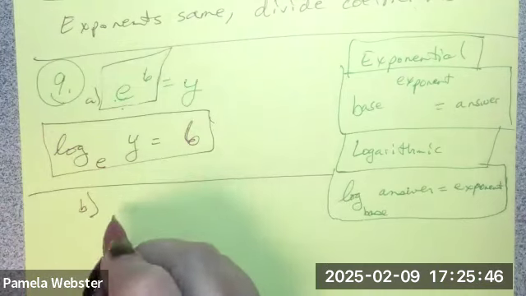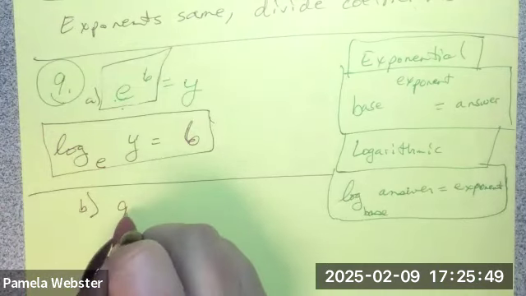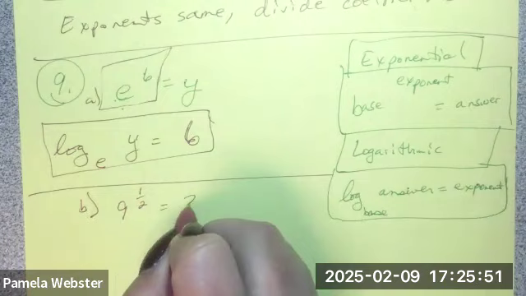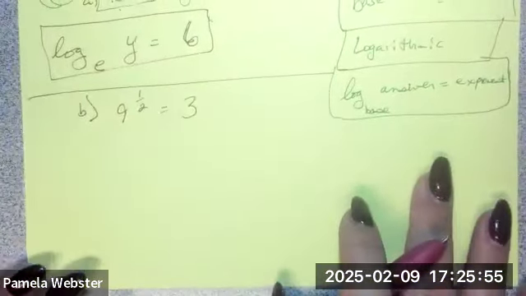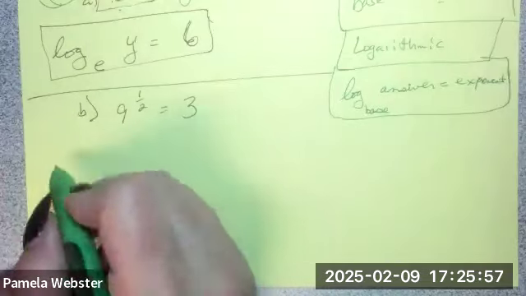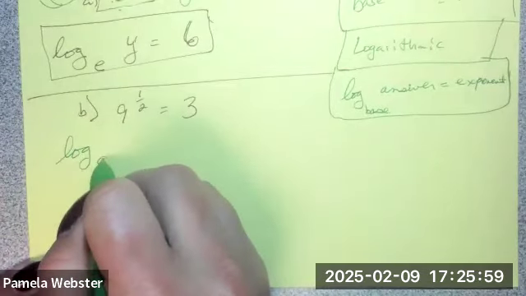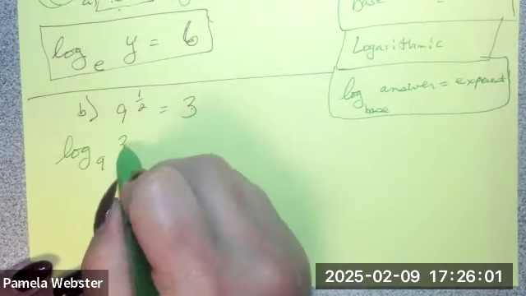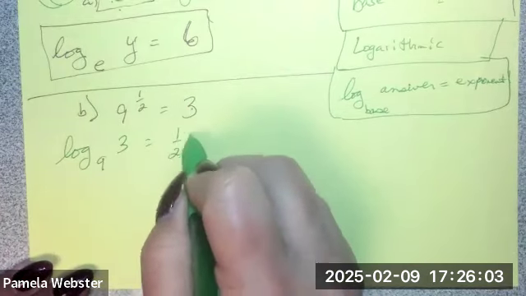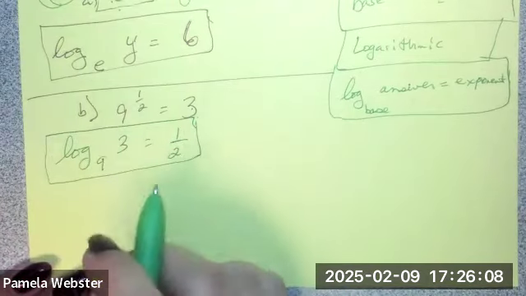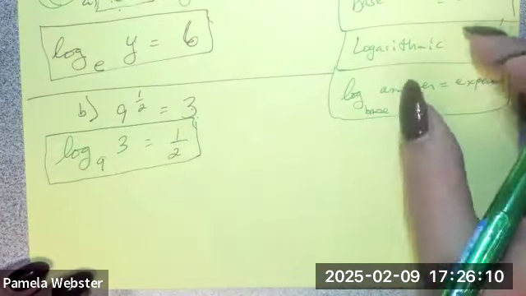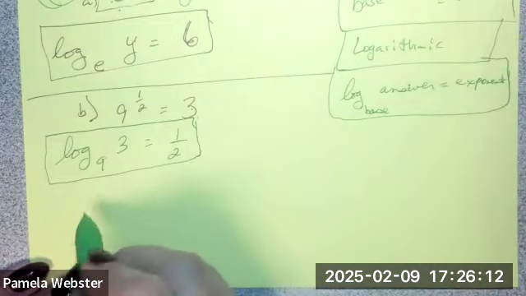There's also a B. It says 9 to the 1/2 equals 3. Okay, so rearrange that into a logarithmic format. Log, the base is 9, of the answer 3 equals the exponent, which is 1/2. Okay, so again, just flipping these around, making sure you can go back and forth from an exponential to a logarithmic.